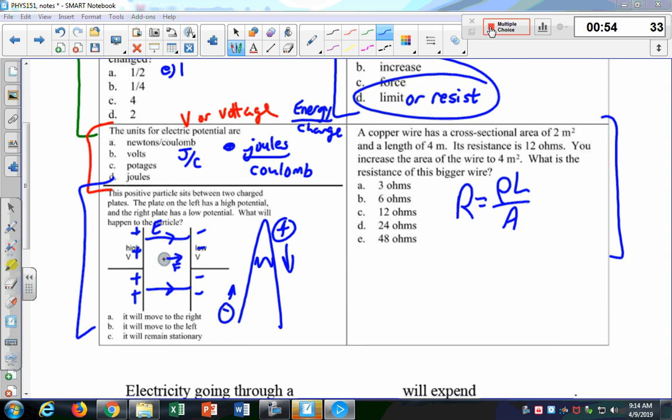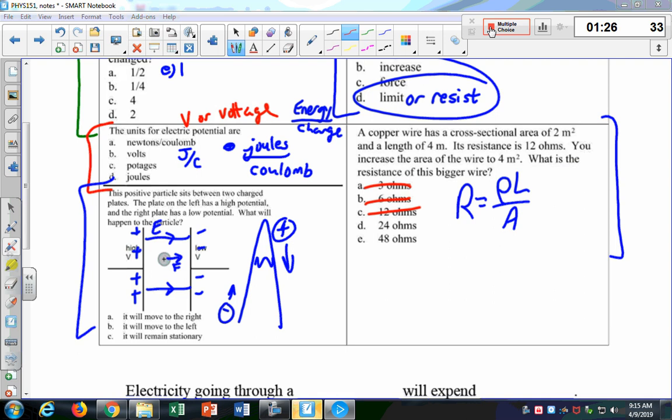Think first, if I have a wire and I just make it bigger, is it easier or harder to push electricity through that bigger wire? It's easier, right? It's like a big pipe. If I make a pipe bigger, it's easier to push liquid through it. There's just more space for the charges to move through. So a bigger wire has less resistance. So I know that the answer cannot be this, this, or this, because my area got bigger.